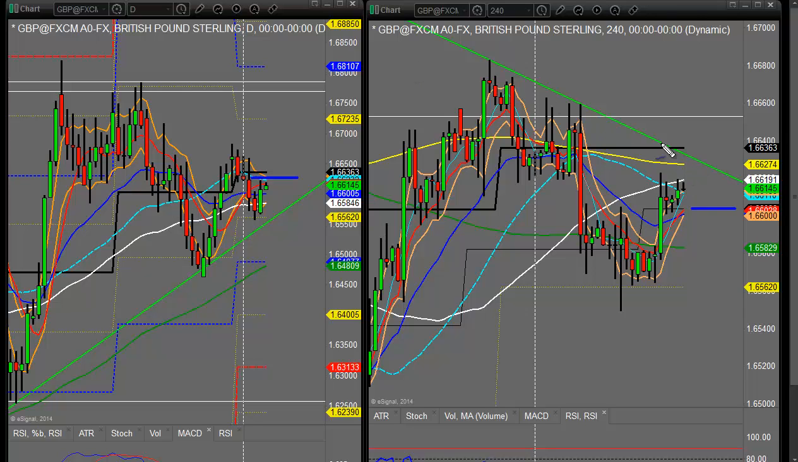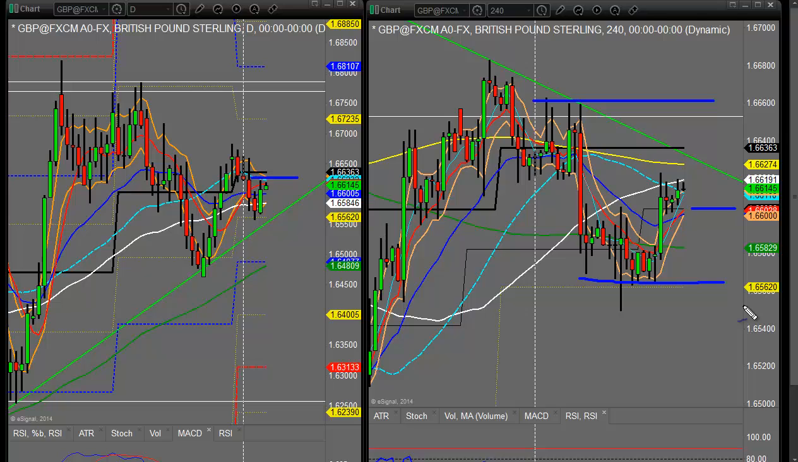If we can break these trends, or this particular trend here, then it opens the way for these old highs at 166.60. Otherwise, I would imagine we'll be in a smaller, contained area, maybe with the lows here around about 165.62.